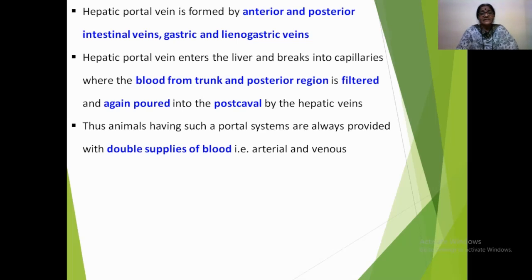Thus, animals having such portal systems are always provided with double supply of blood, that is the arterial blood supply as well as the venous blood supply.